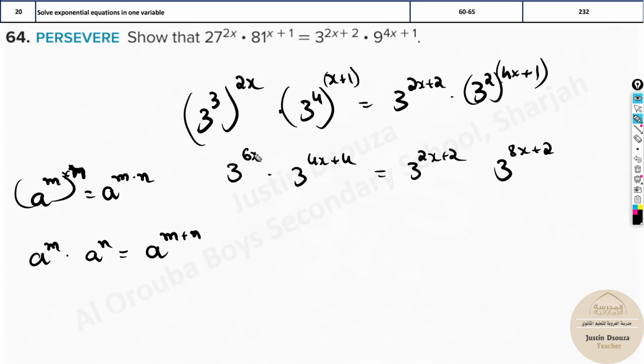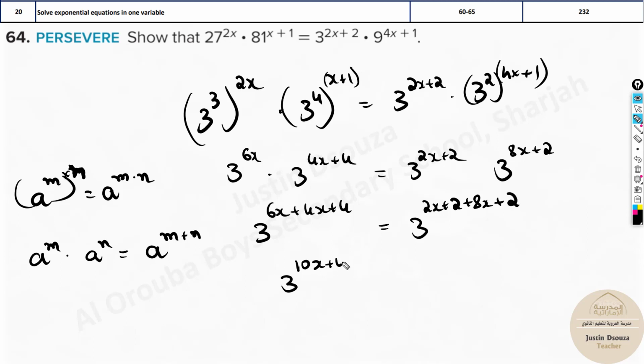Now all the bases are the same, so equate whatever is the power. One more thing before we equate it, I've just written this rule. When you have the same base and two different powers, you add them up. 3 to the power 6x plus 4x plus 4 is equal to 3 to the power 2x plus 2 plus 8x plus 2. Now let's simplify this. Over here, 6 plus 4 is 10x plus 4. And over here, 2 plus 8 is 10x plus 4. Now the bases are the same, so you can equate whatever is the power.